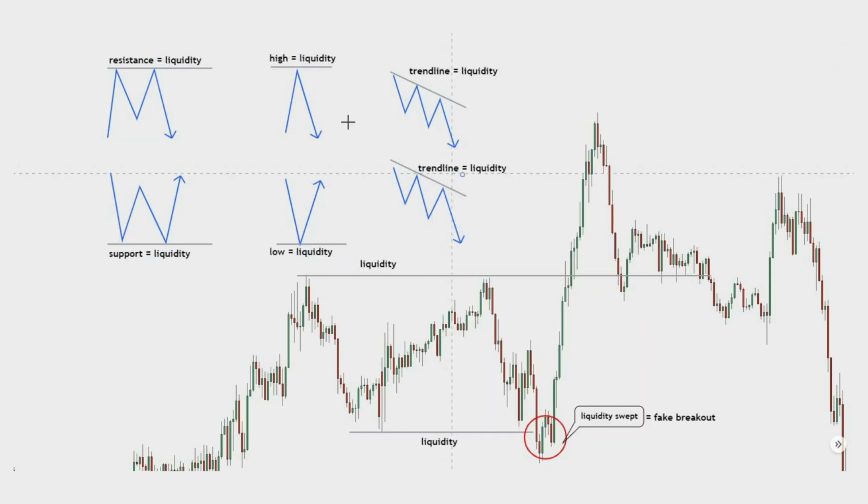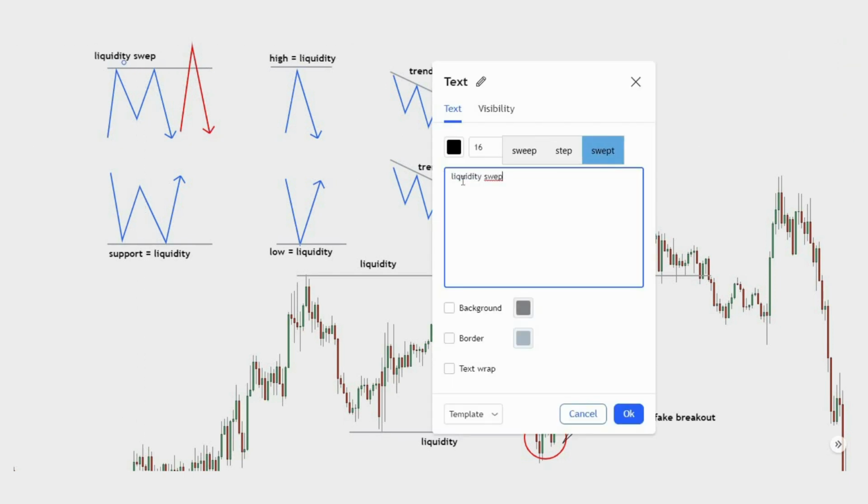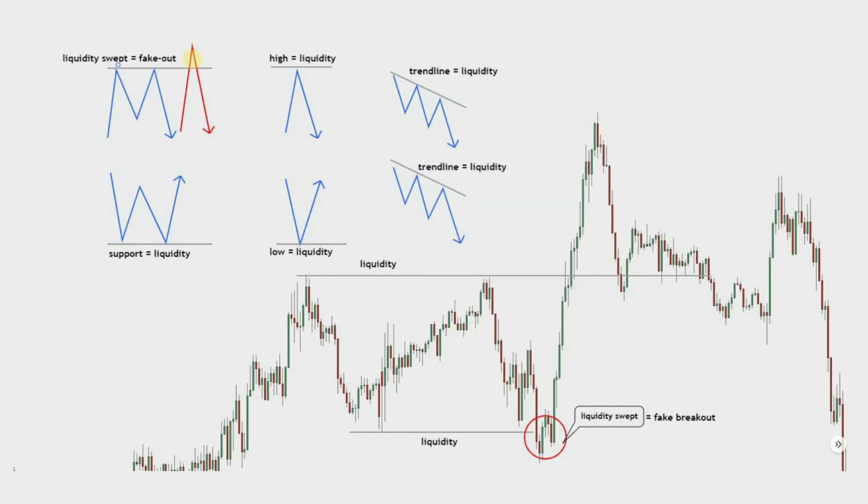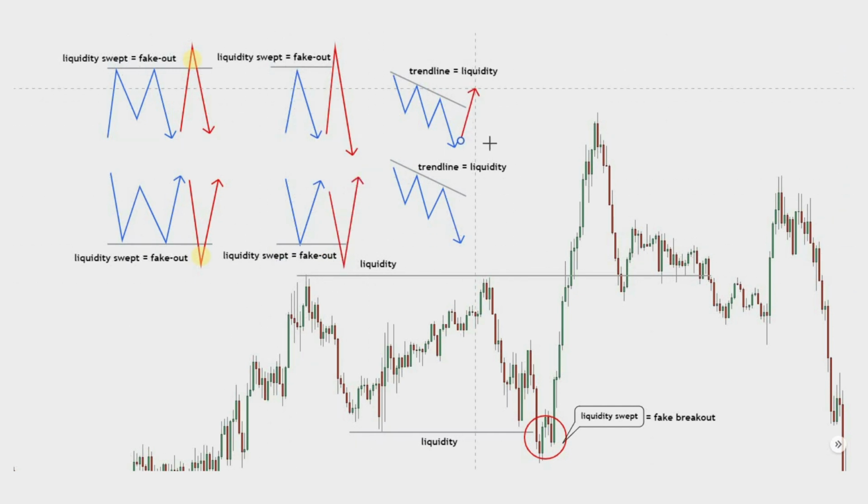The fake out below these levels we can call a liquidity sweep. This liquidity sweep can correlate with a demand or supply zone or imbalance zone. The liquidity above or below can increase the chances of a profitable setup. In the following minutes, we are going to show them concretely on the chart.